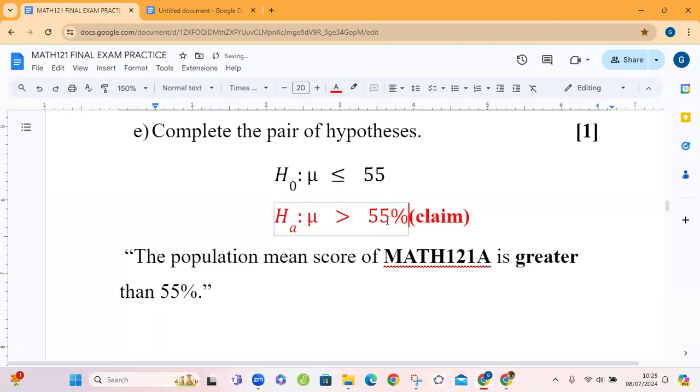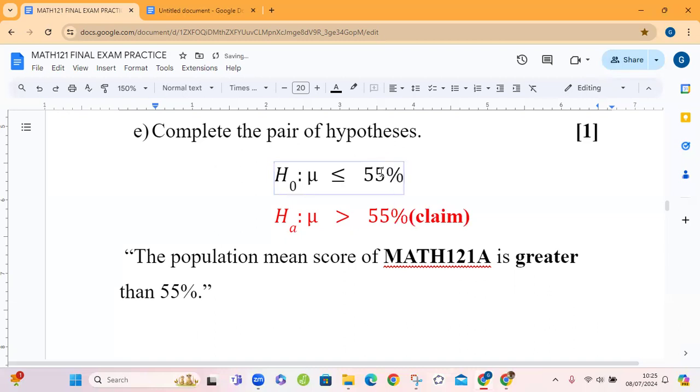So to complete the pair, we must state the null, which comes above the alternative. There's a symbol for it, H sub 0. The mean is less than or equal to 55% because the null and the alternative must contradict each other.